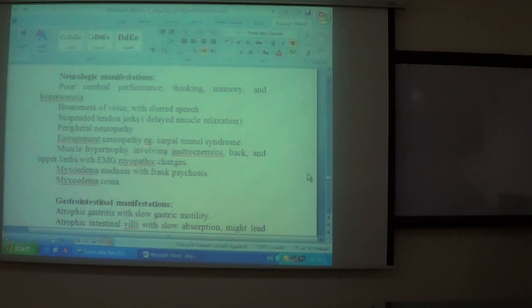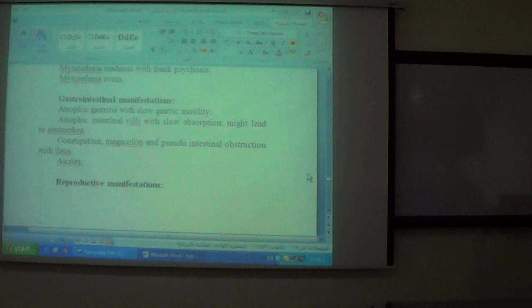coma. Gastrointestinal manifestations include gastritis with low gastric motility. Any parameter you can put low or decreased, except lipids and hypertension. All other things are decreased. Okay? Atrophic gastritis with slow gastric motility, atrophic intestinal villi with slow absorption, and might lead to steatorrhea, paradoxically.